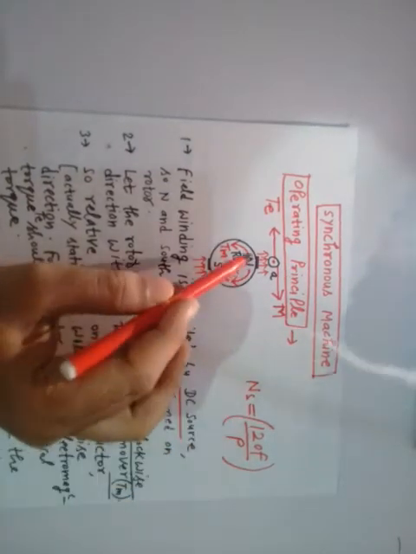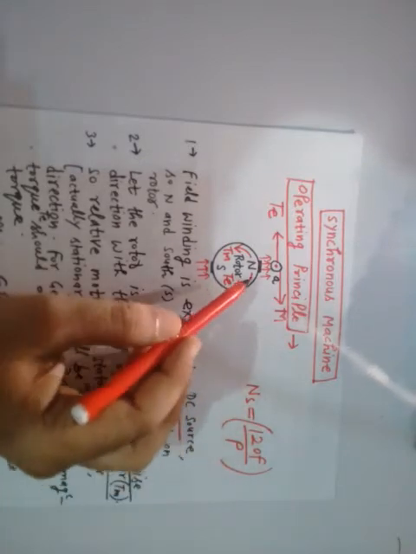So the speed of this rotor will always be equal to synchronous speed, which is given by Ns = 120f/P. Here Ns denotes the synchronous speed. So your rotor will always rotate at synchronous speed, irrespective of the loading condition. From no load to full load, you vary any load, it will always rotate at synchronous speed only.